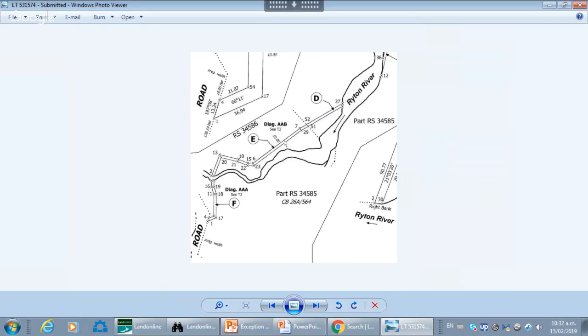So this is a really good example of where Landonline irregular boundaries, water boundaries, need to be treated with care. And as per that hierarchy slide earlier, it really is the last on the list after the plan and the physical position.